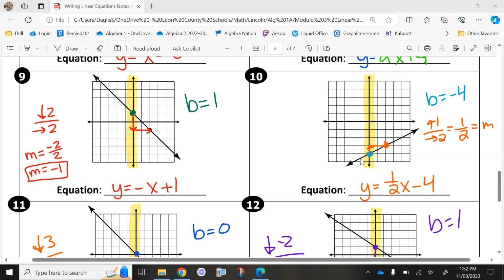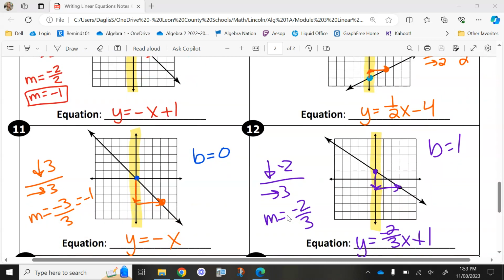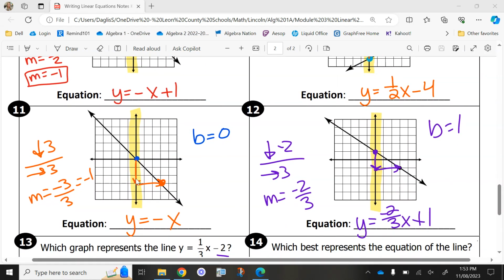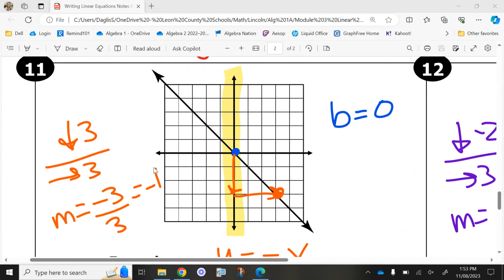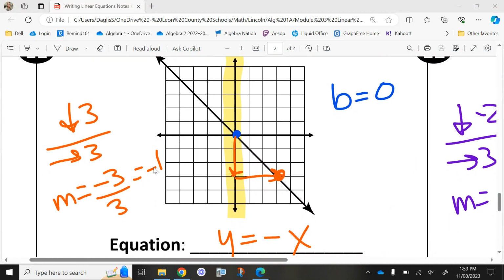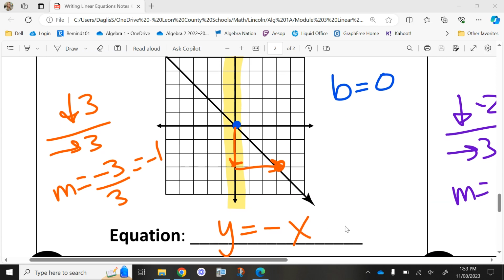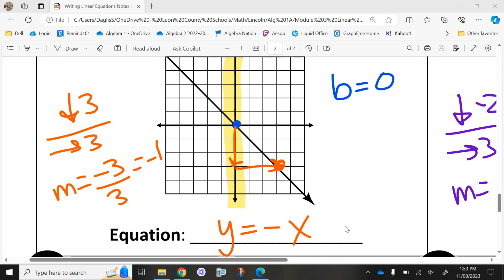So this gives us the equation, y equals 1/2 x minus 4. Looking at number 11. Number 11 crosses through the origin, which gives me a y-intercept of 0, so my b value is 0. Our slope, moving from left to right, we go down 3 and to the right 3, which is negative 3 divided by 3, which simplifies to be negative 1. So in our equation, we have y equals negative x.